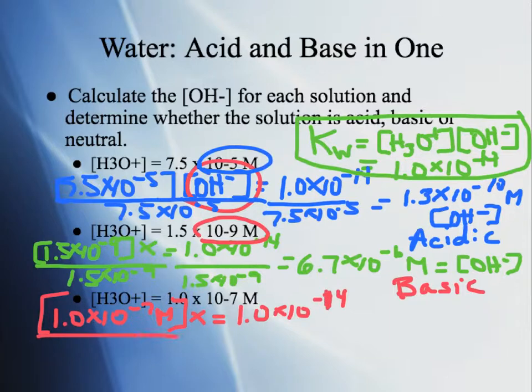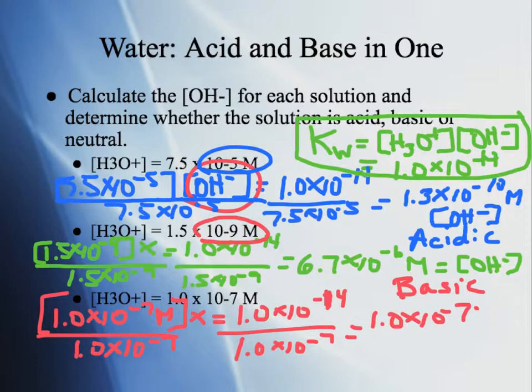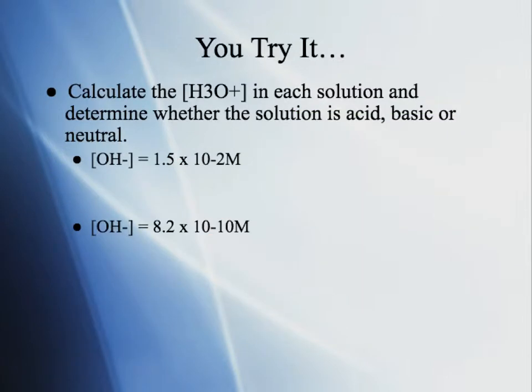Okay, and so we divide both sides by 10 to the negative 7. We end up with 10 to the negative 7, which is exactly the same as our hydronium ion concentration before. So if they're equal, they are neutral. So this last solution is a neutral solution because the concentration of hydroxide ions is now equal to the concentration of hydronium ions. All right, and now it's time, you guessed it, for some you try it problems.